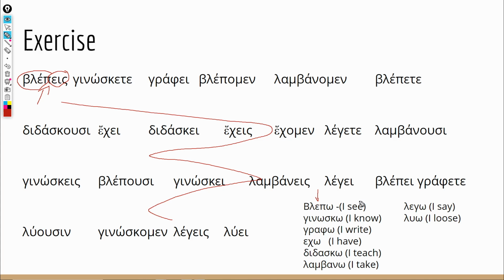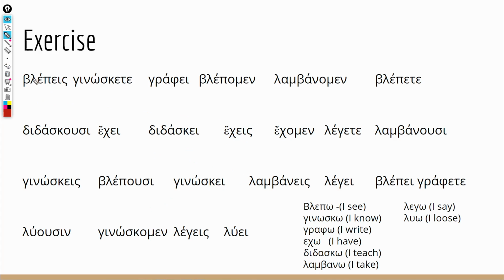You can look down here and know that blep means I see, but then you're going to want to look at that ending and ask yourself, how does that change? If you were to say blepo means I see, how does adding ace then change what that translates to? So there is area for you to have some practice as well. So yeah, that's your introduction to Koine Greek verbs.